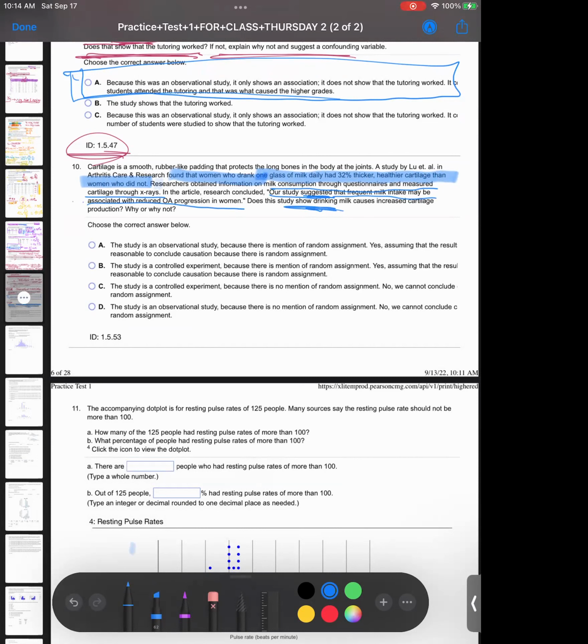Well, they even used the word here. What word did they use? They used the word associated, right? In their results. So it doesn't show it. It's not saying it's a cause. They're saying it's associated. They also didn't randomly assign the people. So this one would be observational, right?